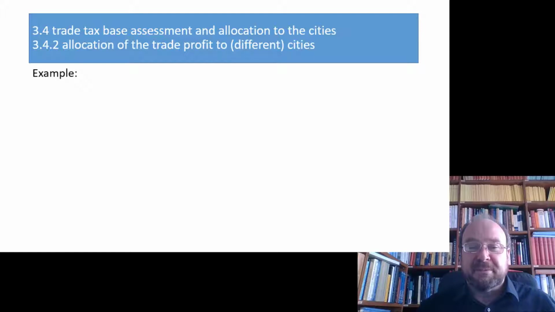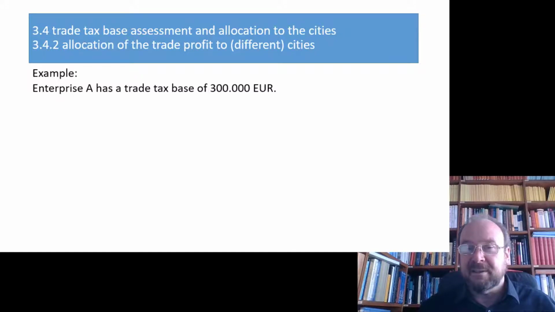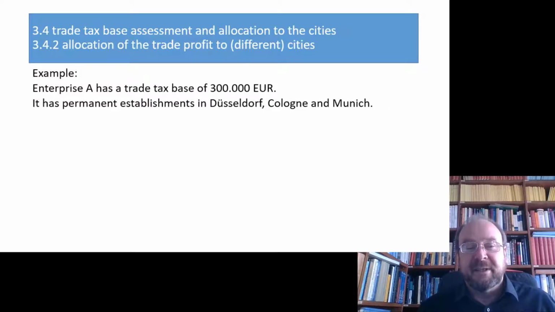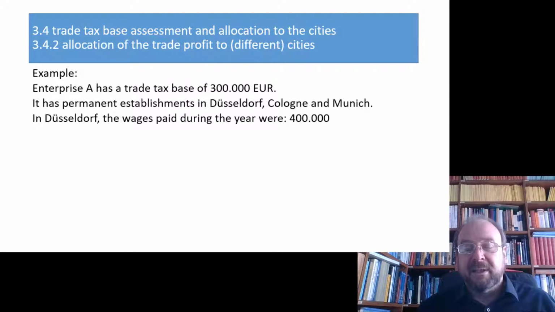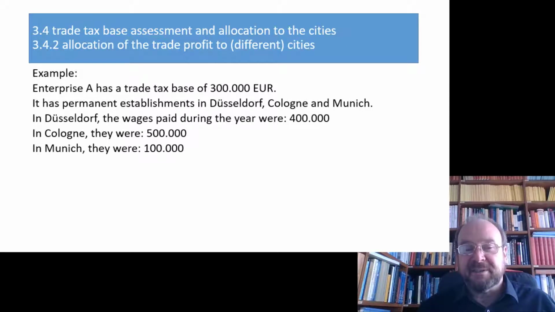Naturally, you want perhaps to understand how it works, and secondly, perhaps why it is done in the way it is done. So let's have a look. Enterprise A shall have a trade tax base of 300,000, and it shall be represented by permanent establishments in Düsseldorf, Cologne, and Munich. In Düsseldorf, the wages paid during the year were 400,000, in Cologne 500,000, in Munich 100,000.